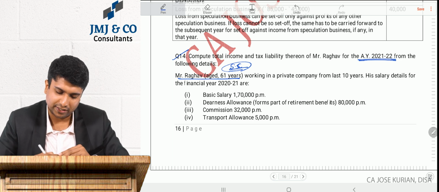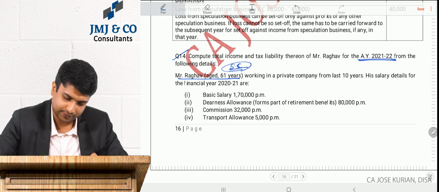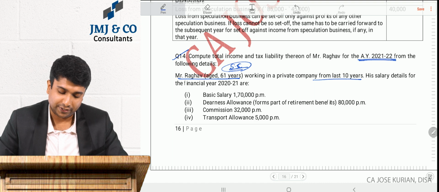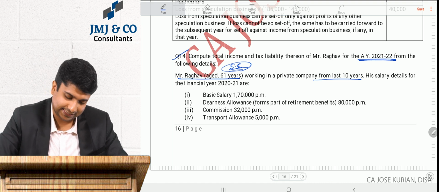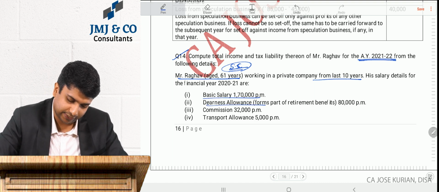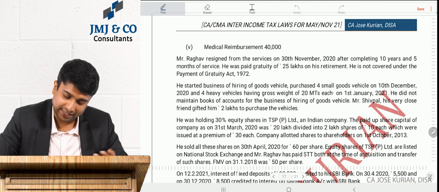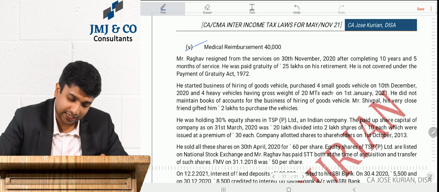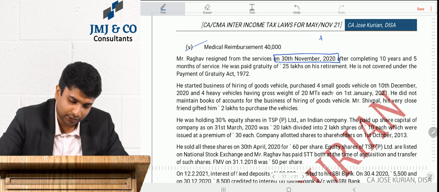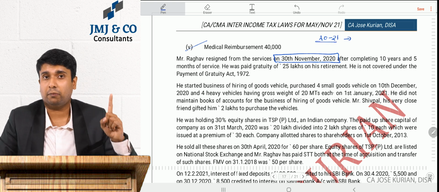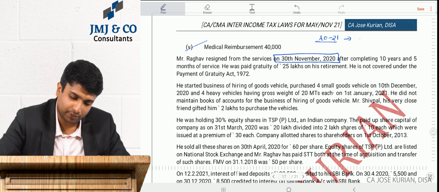Then he has been working in a private company for the last 10 years. His salary details for the financial year 21-22 are given. Basic salary given, dearness allowance is given, commission given, transport allowance is given. Then medical reimbursement is also given. Mr. Raghav resigned from the services on 30th November 2020. So friends, in 2020-21, how many months has he actually worked? 30th November. So April, May, June, July, August, September, October, November. He worked for 8 months.